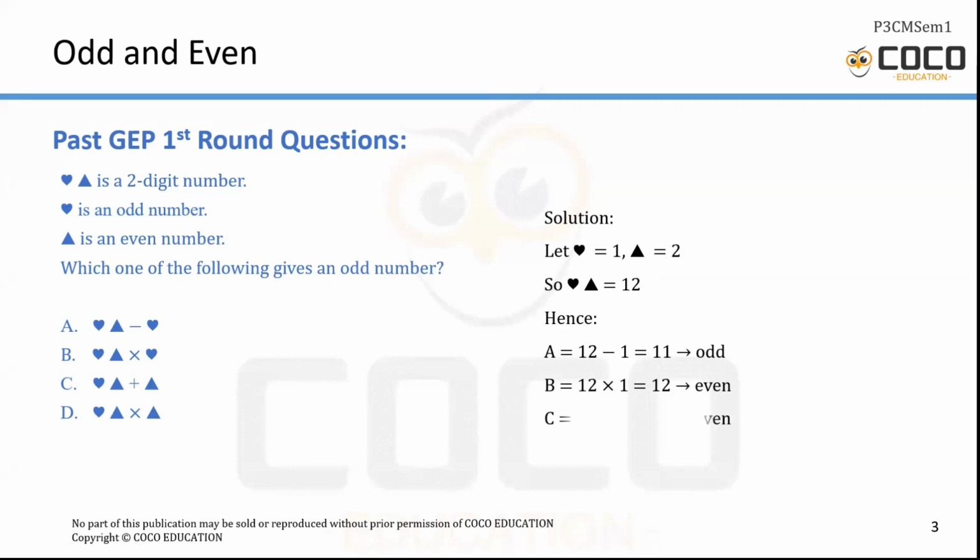Then option C is 12 plus the triangle. So it's 12 plus 2 equals 14, which is an even number. And option D is 12 times 2. Okay, multiply by the triangle. So 12 times 2 equals 24. So absolutely the answer is still an even number. So that's why we choose option A for the second question. Okay, all right, so you can see, this is what we do. So it still can solve the question very fast and accurately.